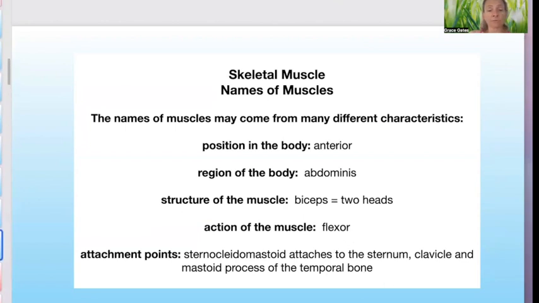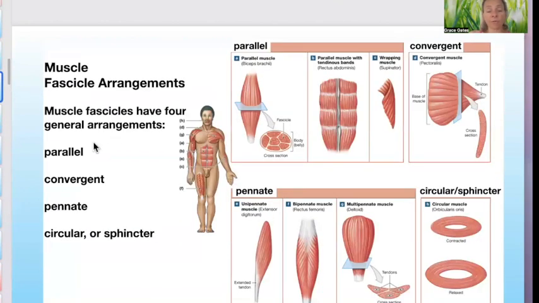So to review, there are 4 general arrangements of fascicles, and the arrangement influences the strength of the muscle. They are all important, but the parallel arrangement is the most common, and the circular or sphincter arrangement is extremely important clinically. Definitely want a person's sphincters to be working properly.